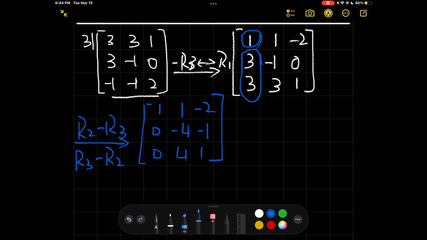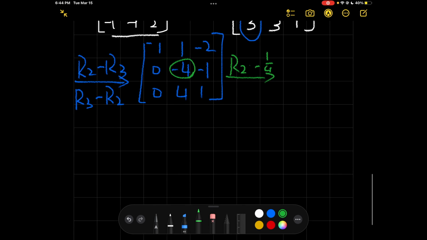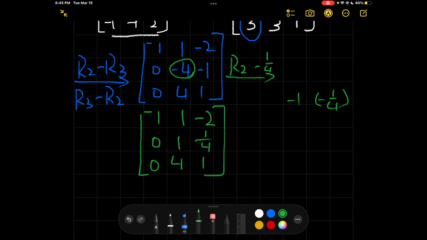Now we try to get the leading 1 for the second row. What we can do now is row 2 times -1/4. So what we have is 1, 1, negative 2, 0, 1, and then negative 1 times 1/4 is positive 1/4, and this one doesn't change.